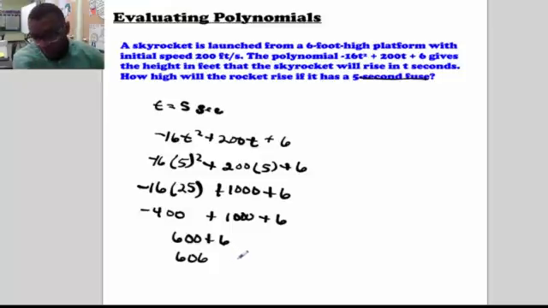And we want to make sure that we bring back our units. So this is going to be a height of 606 feet. So after 5 seconds, the skyrocket will be at a height of 606 feet.